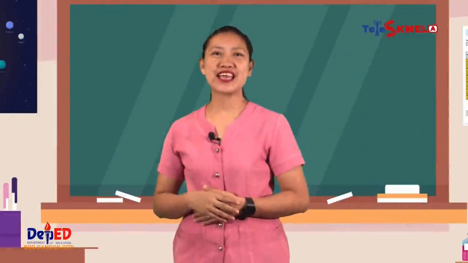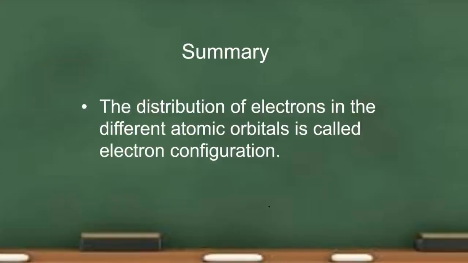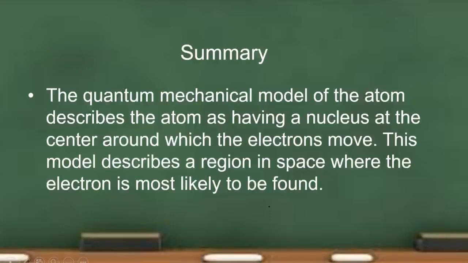We have reached the end of our discussion, and so let's have a wrap up. The distribution of electrons in the different atomic orbitals is called electron configuration. The quantum mechanical model of the atom describes the atom as having a nucleus at the center around which the electrons move. This model describes a region in space where the electron is most likely to be found.